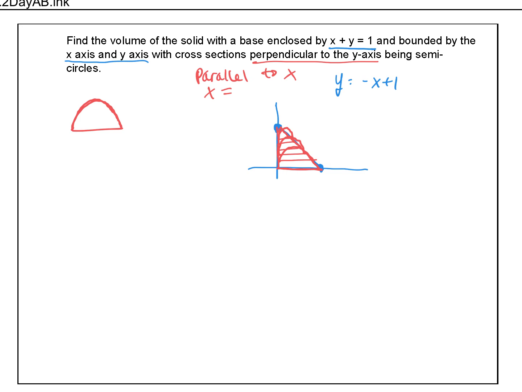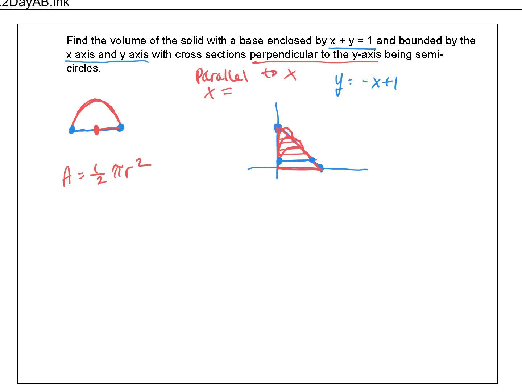So again, I have to think about, well, what is lying flat there? I have the diameter lying flat there. I don't want the diameter. It's a semicircle. Again, my formula that I'm looking for is 1/2 pi r squared. I need the radius. So I just want that.